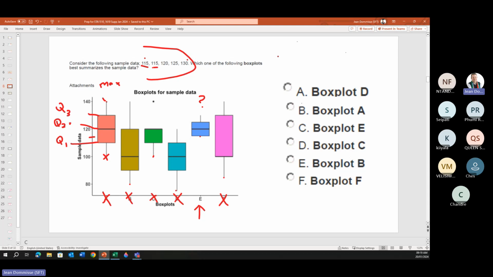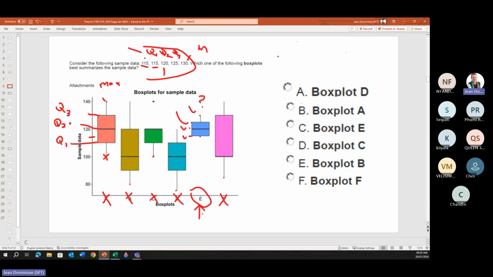Okay, so the next one is, because we only have 5 numbers, that's Q1, that's Q2, that's Q3, that will be max, that will be min. So your minimum number is also Q1, which is right. Then 120 is the middle one, looks like 125. And then at 150, your max. Okay, so E is the correct one.